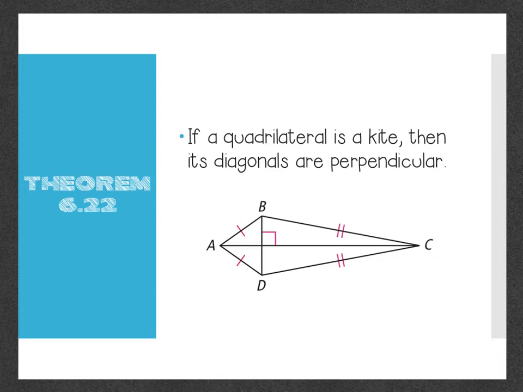Theorem 6.22, or 622, which again, number not important, but what it says is if a quadrilateral is a kite, then its diagonals are perpendicular. So where I draw my diagonals inside the kite, if they're perpendicular, it means they form a right angle. They actually form 4 right angles all the way around.